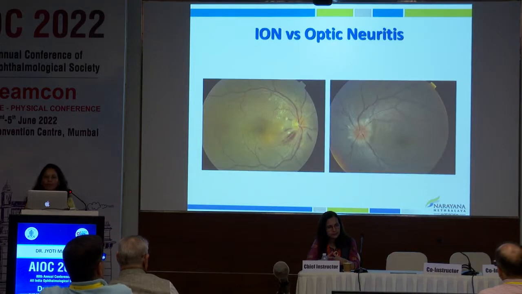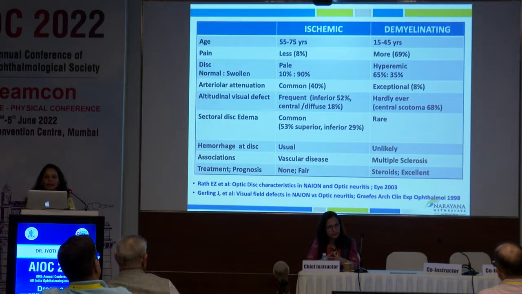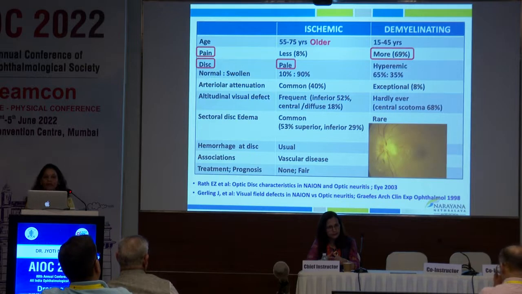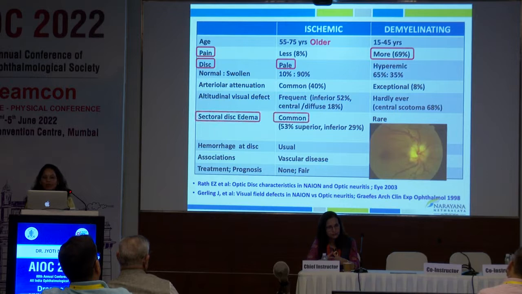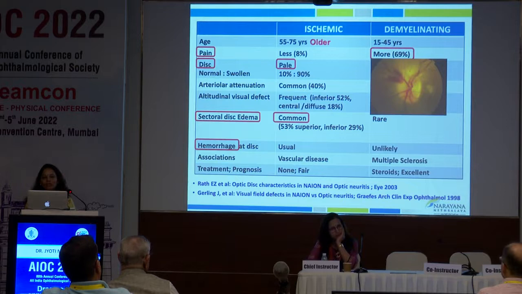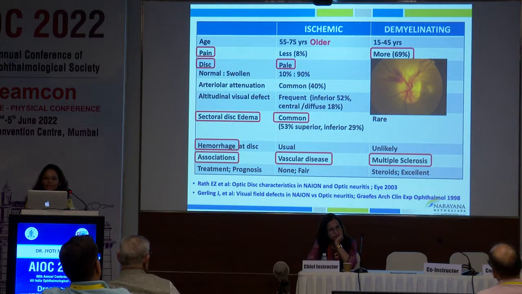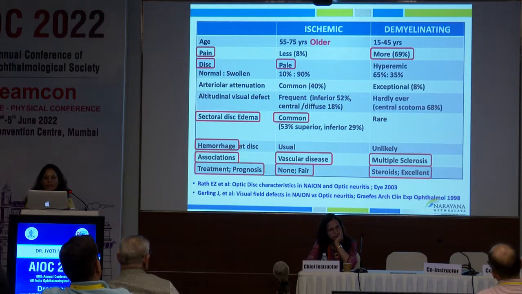Then how do you differentiate the next cause of acute visual loss? Ischemic optic neuropathy versus optic neuritis. So let's look at it. Ischemia occurs in older age, whereas demyelinating in younger. You have a classical pale disc in ischemia. You would have sectoral disc edema as shown here. The superior part is paler than inferiorly. And you will have hemorrhages which are seen in ischemic cause. Association, therefore, in ischemia is vascular disease, whereas demyelinating is multiple sclerosis. And treatment-wise is excellent with demyelinating.